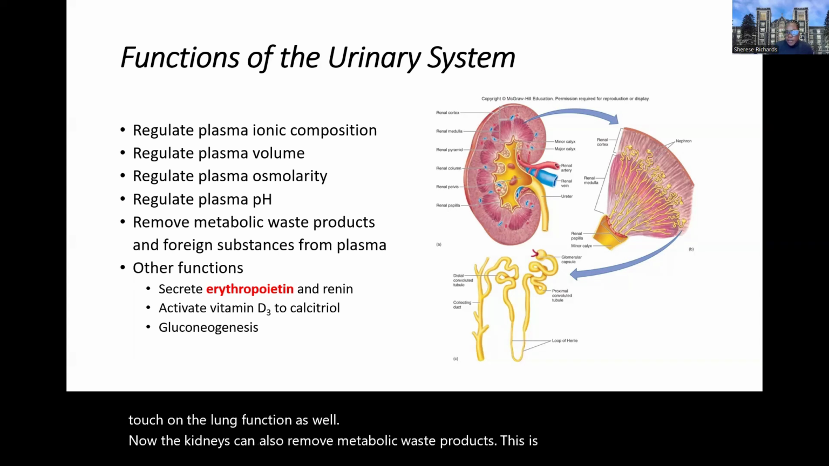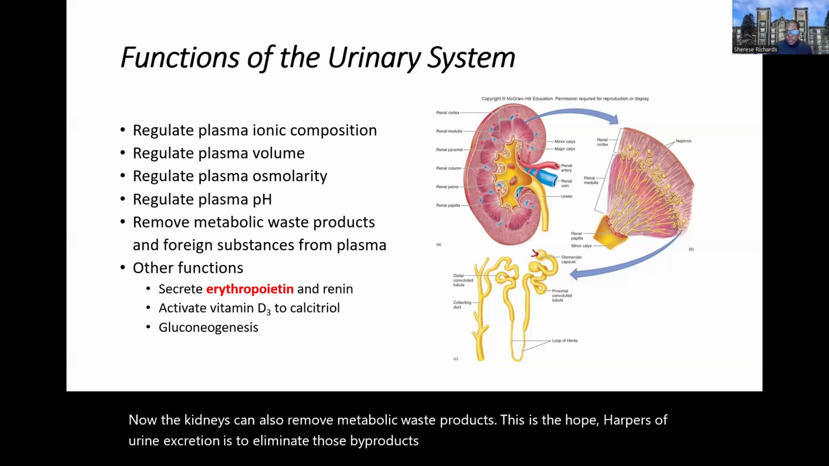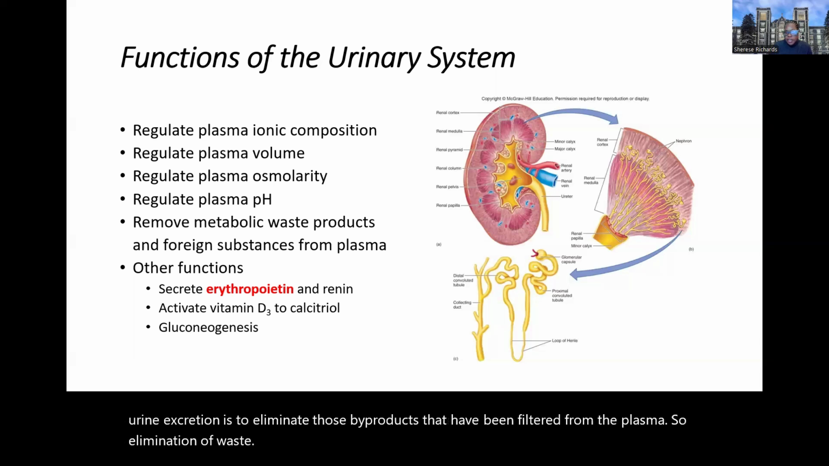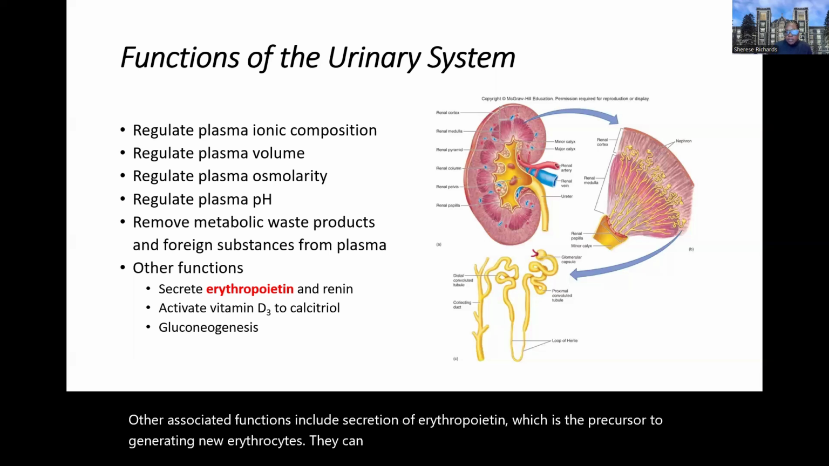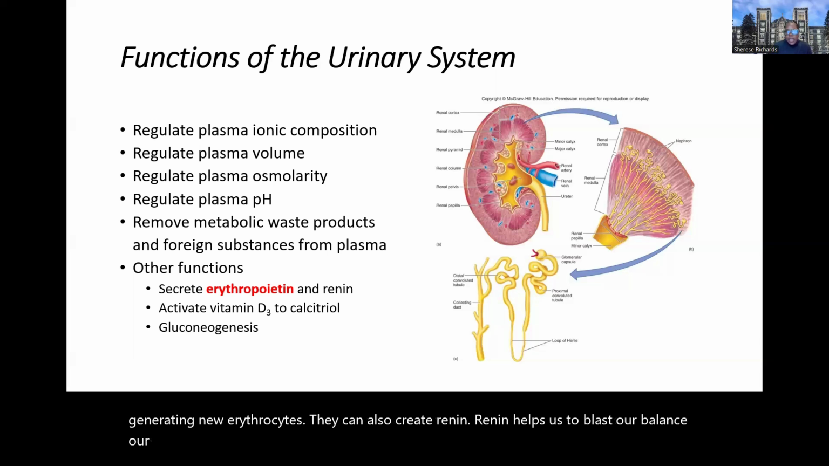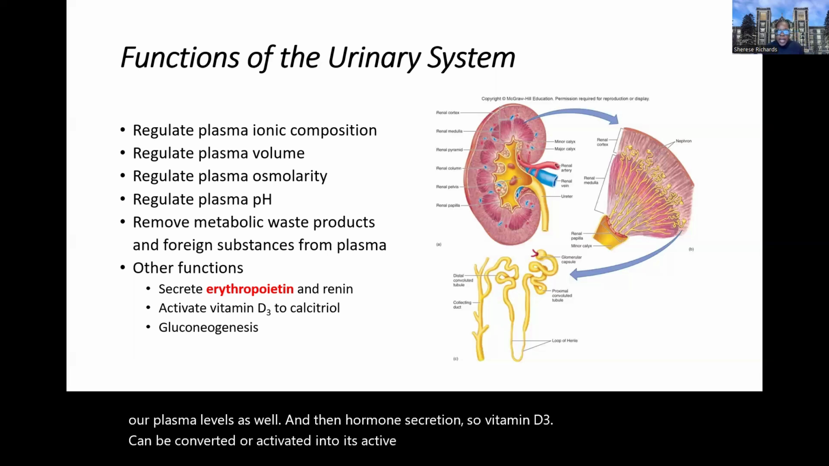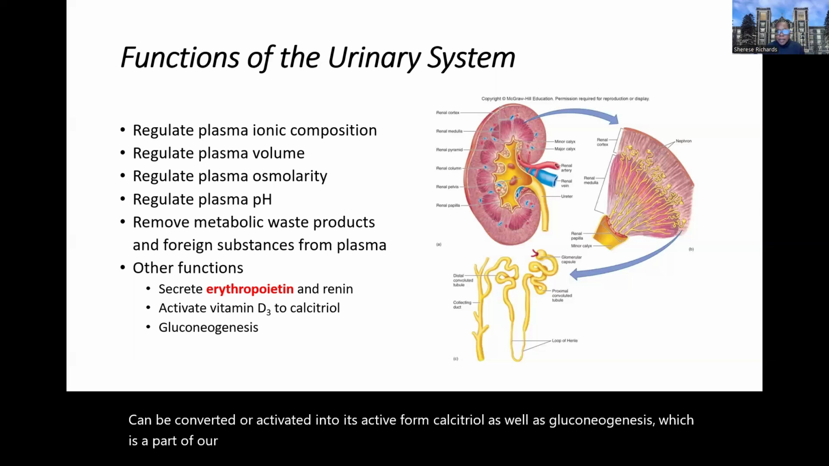Now, the kidneys can also remove metabolic waste products. This is the whole purpose of urine excretion, to eliminate those byproducts that have been filtered from the plasma, so elimination of waste. Other associated functions include secretion of erythropoietin, which stimulates generating new erythrocytes. They can also create renin. Renin helps us to balance our plasma levels as well. And then hormone secretion. So vitamin D3 can be converted or activated into its active form, calcitriol, as well as gluconeogenesis, which is a part of our energy metabolism balance.